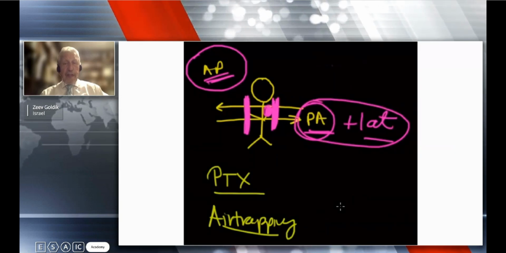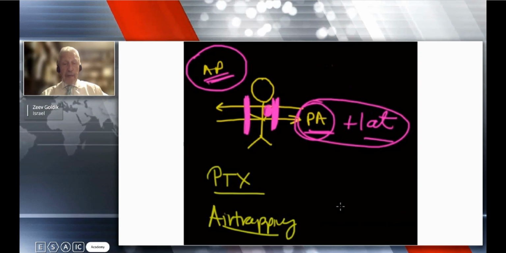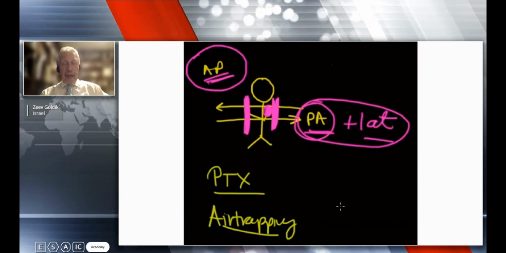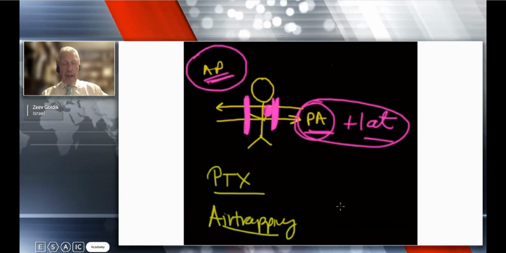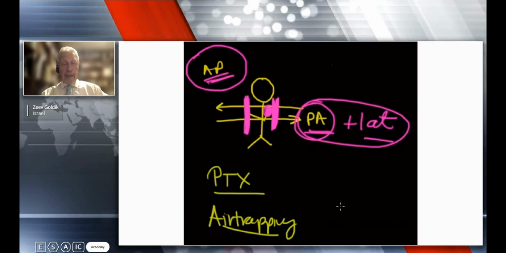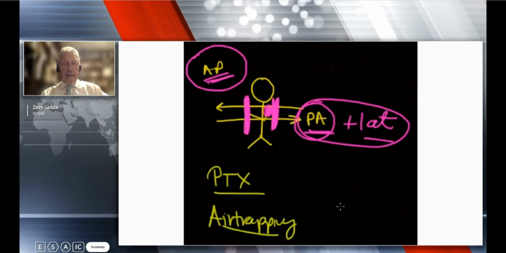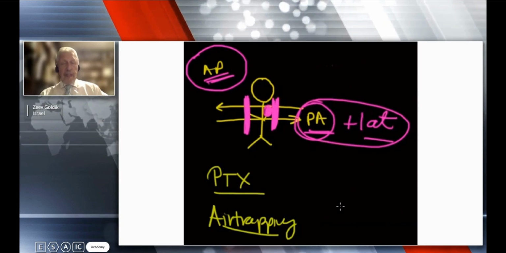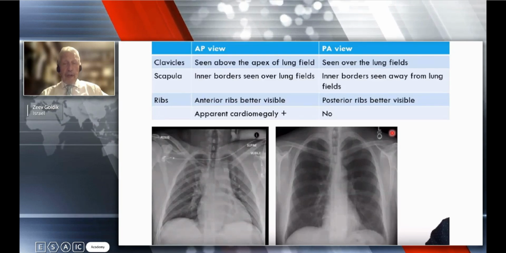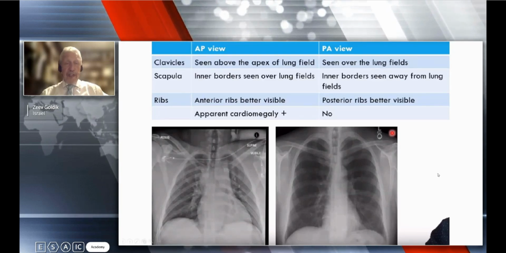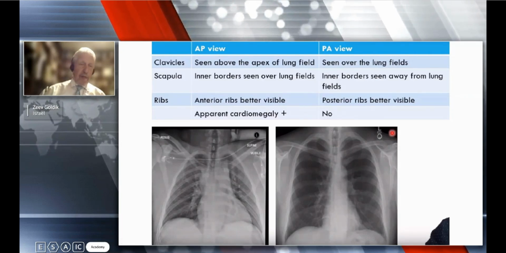And most of the chest X-rays are done in inspiration, except when we want to see whether there is a pneumothorax or air trapping, so we ask the patient to take a full expiration first, and then we take the chest X-ray. So how do we know whether this is done in anteroposterior or posterior-anterior view?